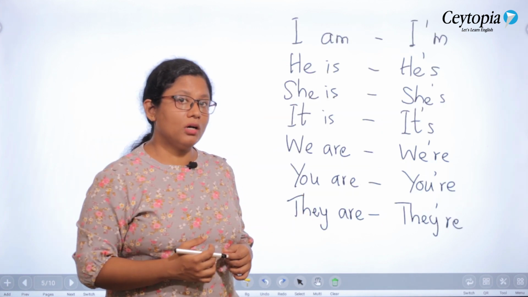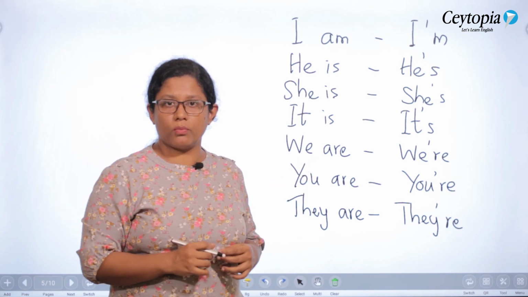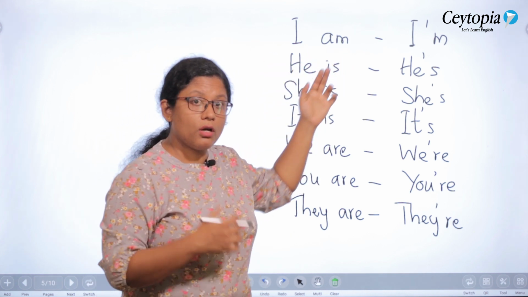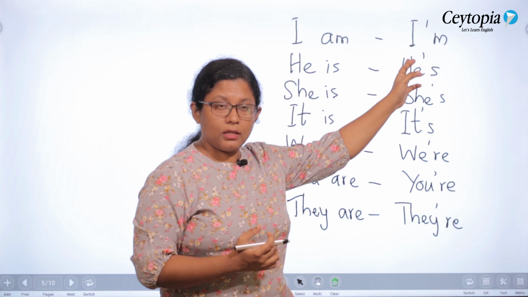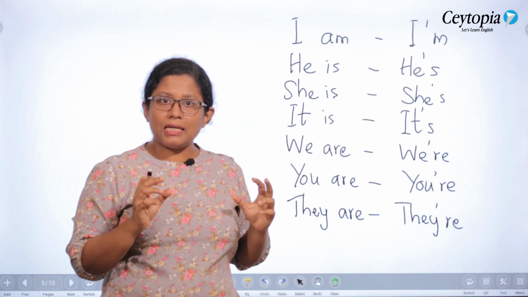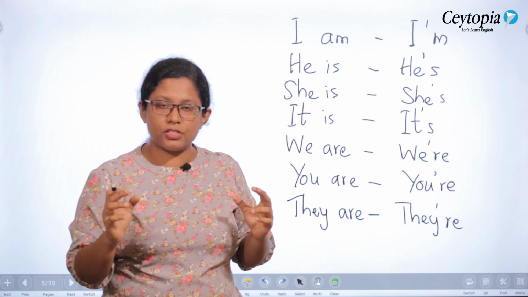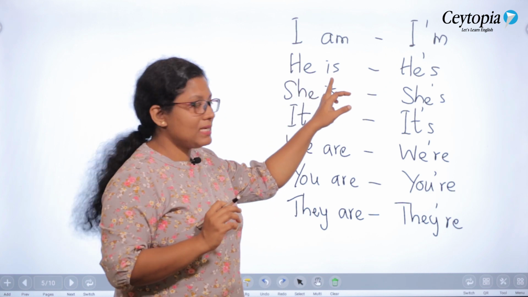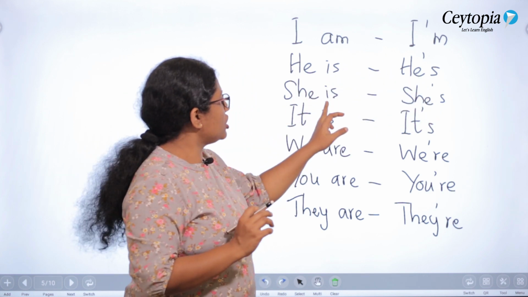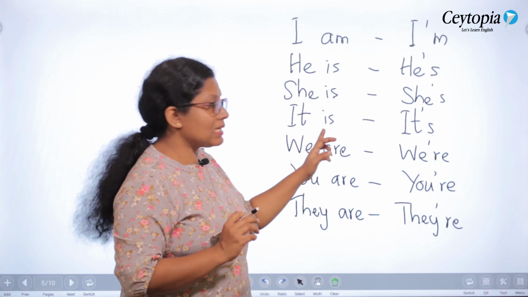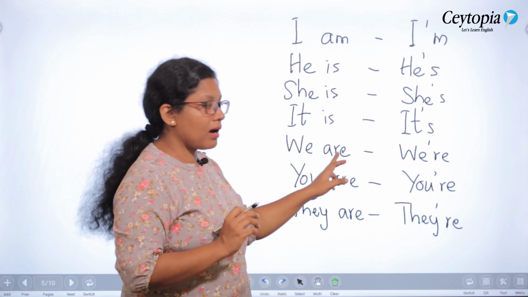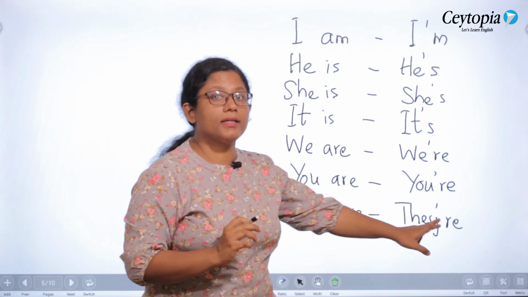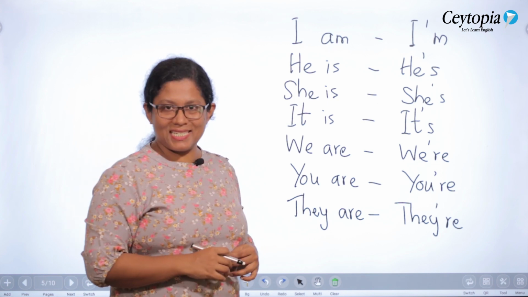Now I am going to show you how these verbs are used in short form. We call it contractions. I am, instead of saying I am, we can say I'm. We use these short forms in conversations, in spoken English most of the time. I am, I'm. He is, he's. She is, she's. It is, it's. We are, we're. You are, you're. They are, they're. Now let's develop a sentence.